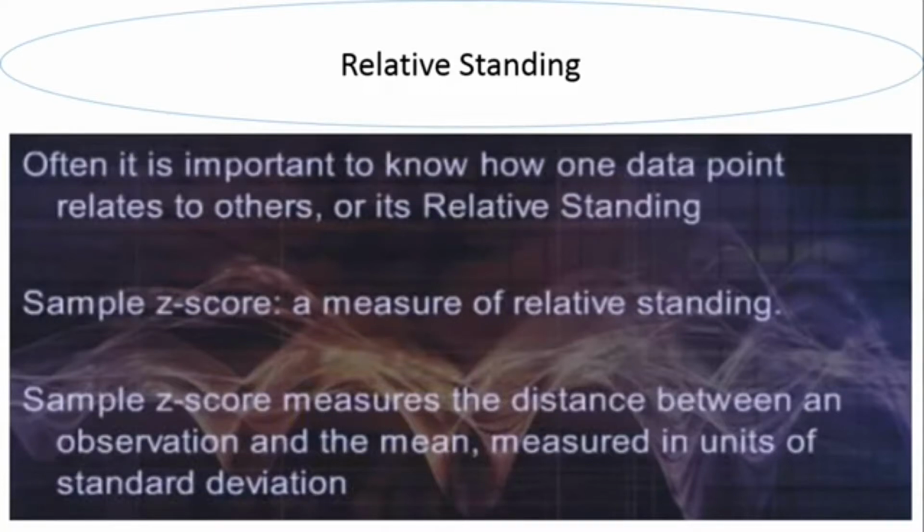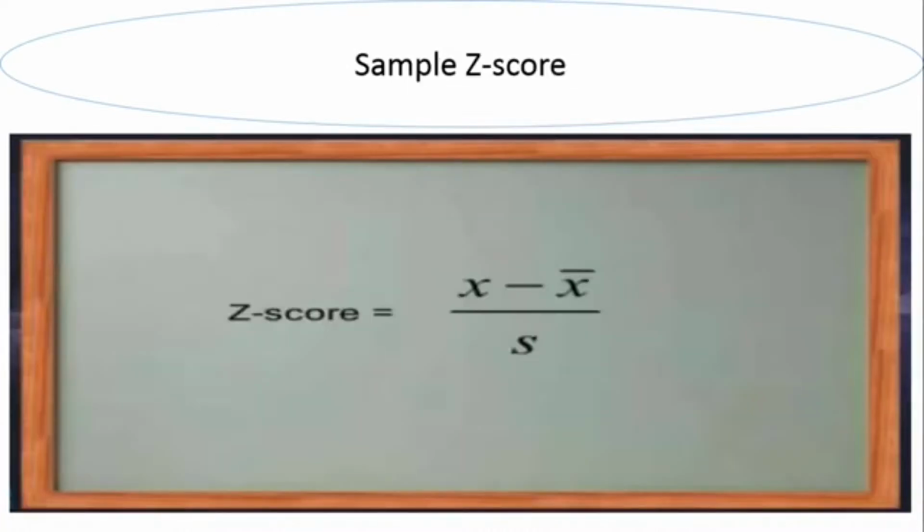So you can see the calculation of the z-score, which is the difference between the observation and the mean divided by the standard deviation. As I told you, the z-score of the observation measures the distance between the observation and the mean, measured in units of standard deviation.